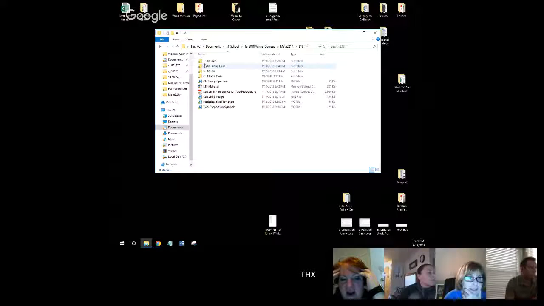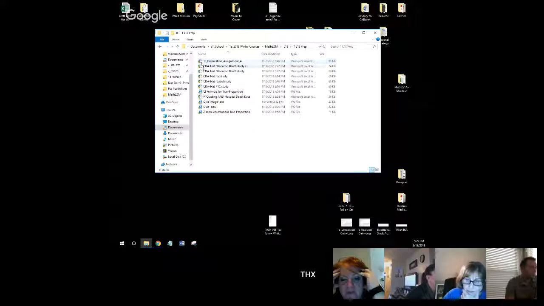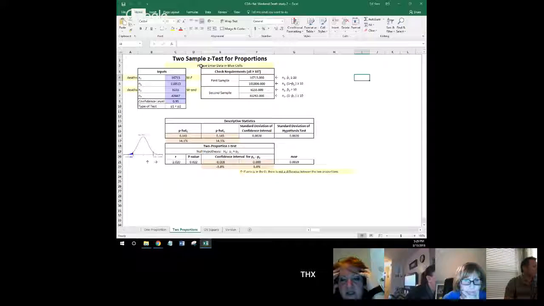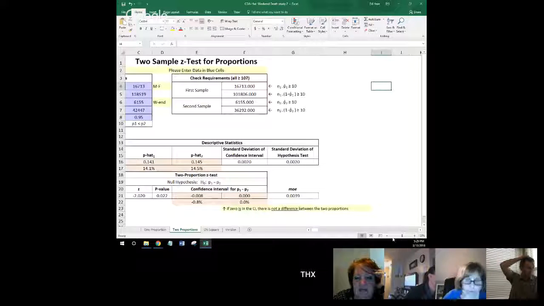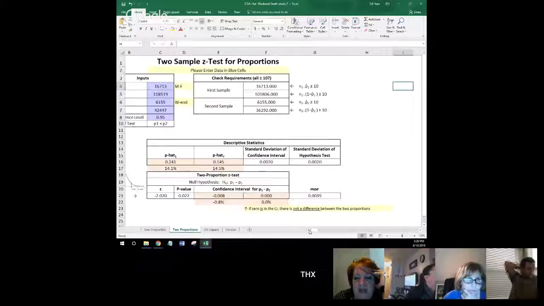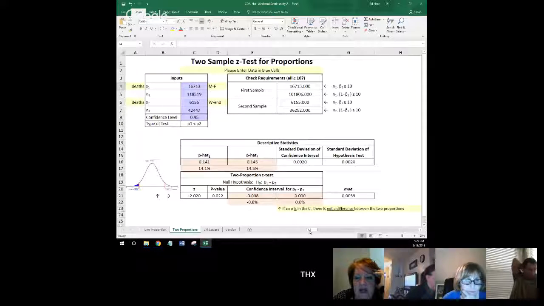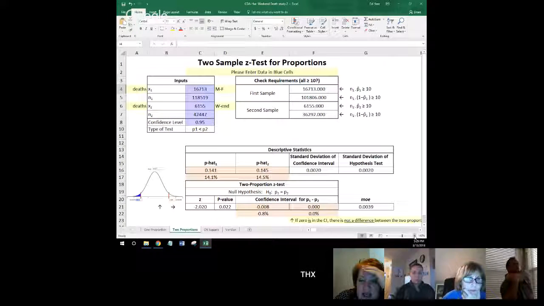Out of 118,519 who had a heart attack during a weekday, 16,713 had died. Out of 42,447 that had a heart attack on the weekend, 6,155 had died. Please use the data presented here. Let P1 be the proportion of patients who had a heart attack and were admitted on a weekday. So that's the first group 1. And let P2 be the proportion of patients who had a heart attack and were admitted on a weekend who died.